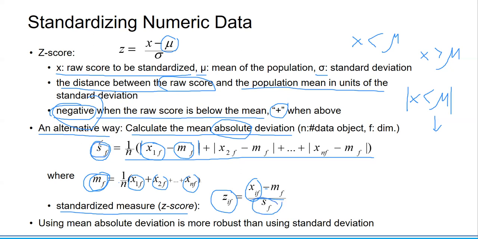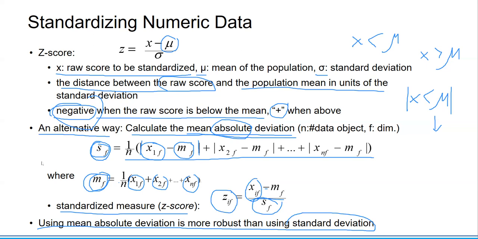Sf is the standard deviation, but here the standard deviation is using the mean absolute deviation. So using the mean absolute deviation is more robust than using the standard deviation. Okay, let's check with an example.